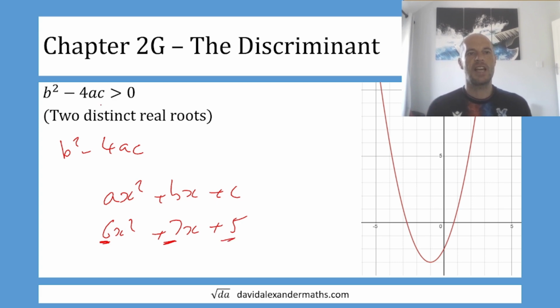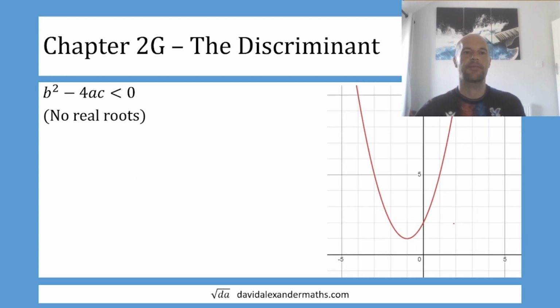Now when b squared take away 4ac is positive, in other words when it's greater than 0, we get two distinct real roots. So for this curve here, the discriminant is greater than 0 because we've got two x-intercepts. When the graph doesn't cut through the x-axis, there are no real roots, and therefore the value of the discriminant is negative. b squared minus 4ac is less than 0. So we just need to remember no solutions, no real roots, the discriminant is less than 0.